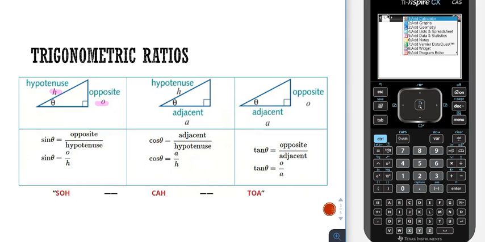So trigonometric ratios, there are 3 of them. There is sine, cosine, and tan. Note sine and not sin. It is sine. So sine is the trigonometric ratio for opposite over hypotenuse. Cosine is adjacent over hypotenuse, and tangent is opposite over adjacent.